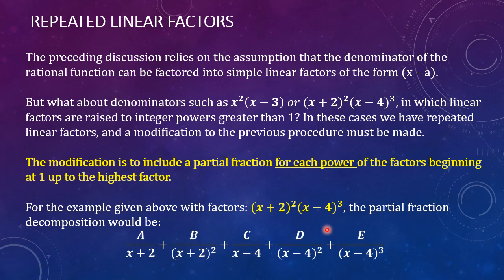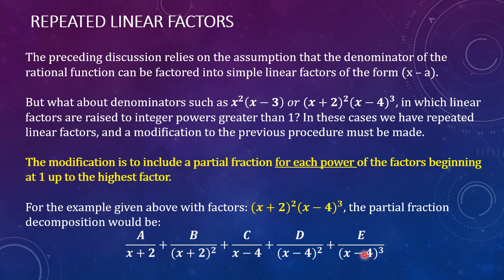Again, when there's an exponent on the linear factors, we start at an exponent of 1 and include all exponents up until the highest one given in the original factoring. So we have a over x plus 2 plus b over x plus 2 squared. Here we're at a cube, so we have plus c over x minus 4 plus d over x minus 4 squared plus e over x minus 4 cubed.